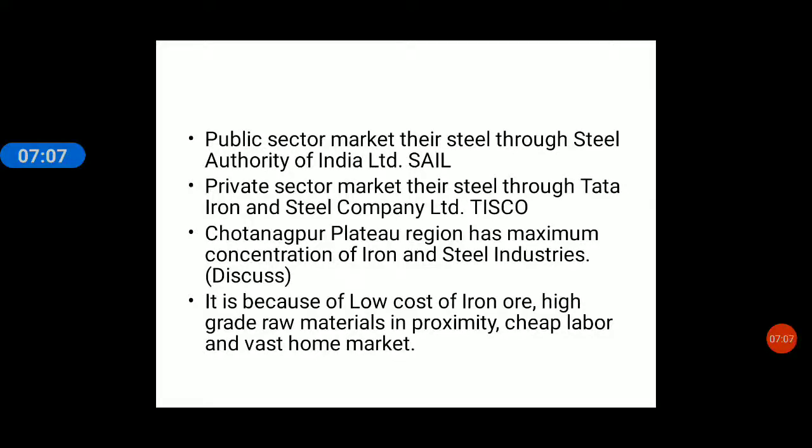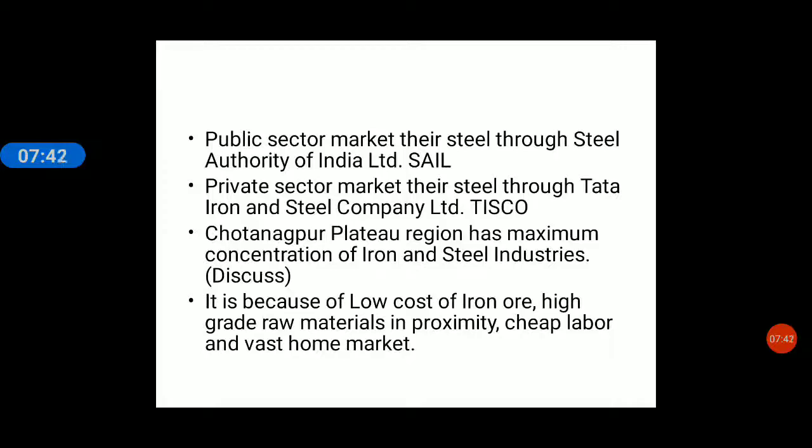The Chota Nagpur Plateau region has maximum concentration of iron and steel industry. Now, if it is a question, what can be the answer? Because most of the raw materials are available there, that is in closeness, in proximity. They also have abundance of labor. They are also close to the port areas where export and import of goods is easy. Therefore, most of the iron and steel industries are located in and around the Chota Nagpur Plateau region.